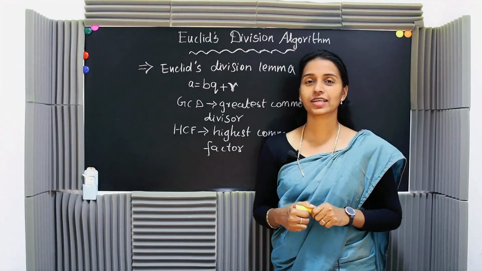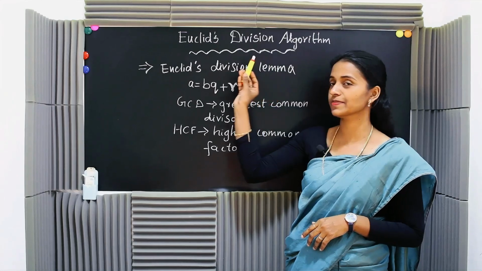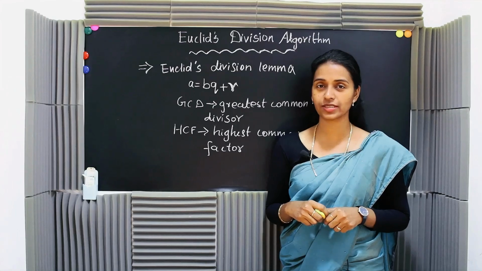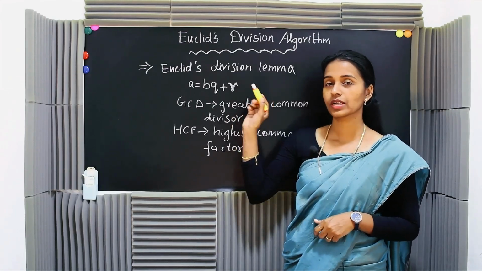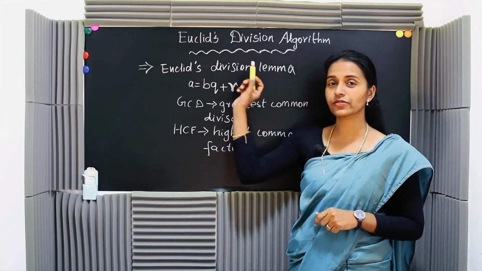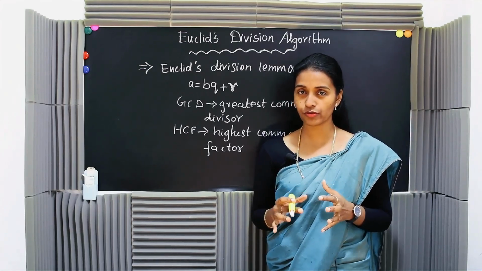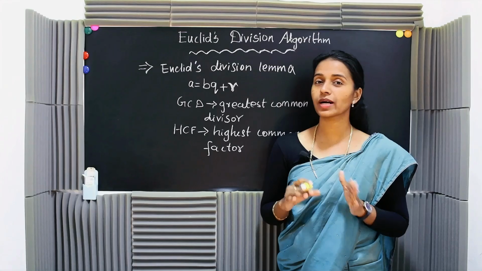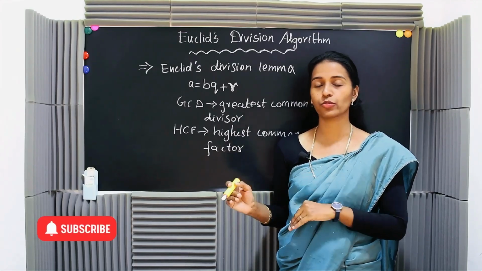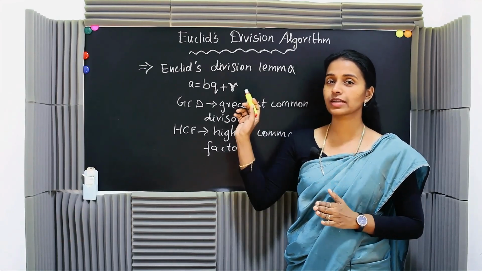In today's class, I have come up with a new topic, Euclid's division algorithm. In the previous class, we had discussed Euclid's division lemma and formula. In this class, we are going to learn the new topic, that is Euclid's division algorithm. It's a process of dividing one number by another until it reaches the remainder as 0. But in each step, it should follow the lemma formula.